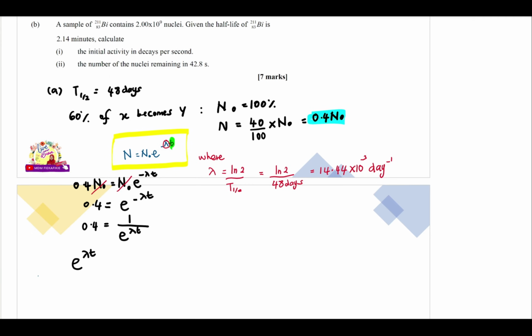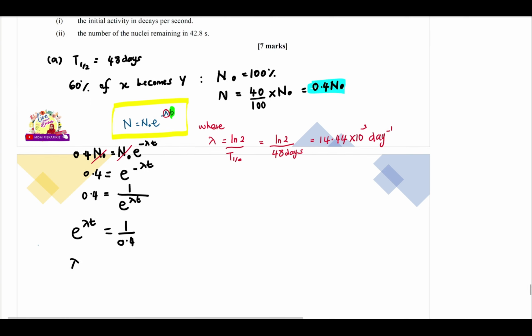So, saya akan dapat macam ini: 1 over 0.4. Jadi, barulah saya selesaikan. Bila macam ini, kita boleh hilangkan E by take the ln of both sides. So, kita akan dapat, saya rasa ini you tahulah, ln 1 over 0.4. So, barulah kita boleh cari nilai T.